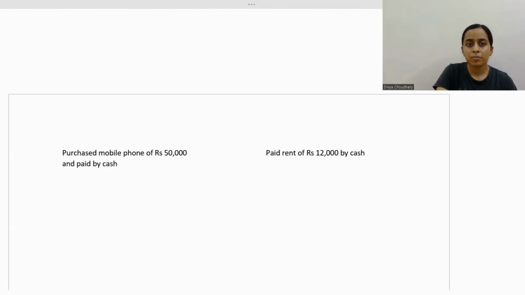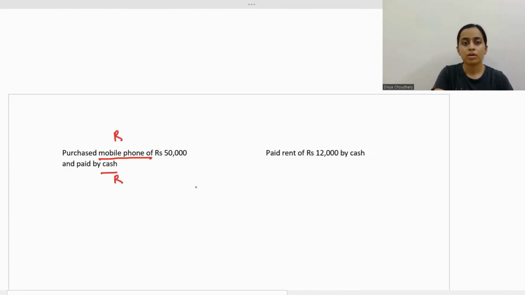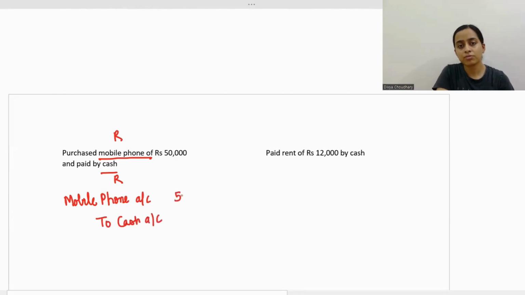The first one is purchased mobile phone of rupees 50,000 and paid by cash. What are the two items in this transaction? One is mobile phone and the other one is cash. They both are from real account, right? The rule of real account is debit what comes in, credit what goes out. So mobile phone is coming into the business and cash is going out of the business. So my journal entry becomes mobile phone account debit to cash account of rupees 50,000.